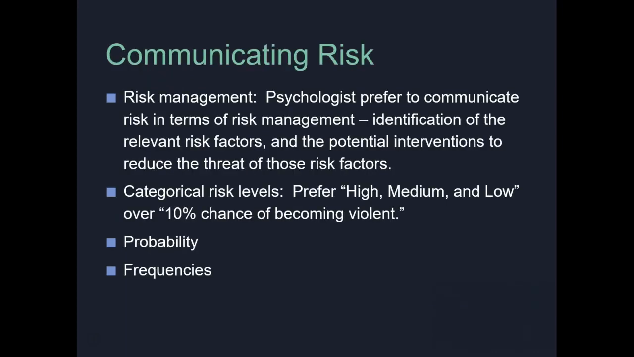Communicating it, we want to communicate it. Psychologists prefer to communicate in terms of risk management, identification of relevant risk factors, and the potential interventions to reduce the threat of these risk factors. Categorical risk levels: we prefer to say the person is at high risk, medium risk, low risk, rather than they have a 10% chance of becoming violent or an 80% chance of becoming violent. We want to stay away from that.